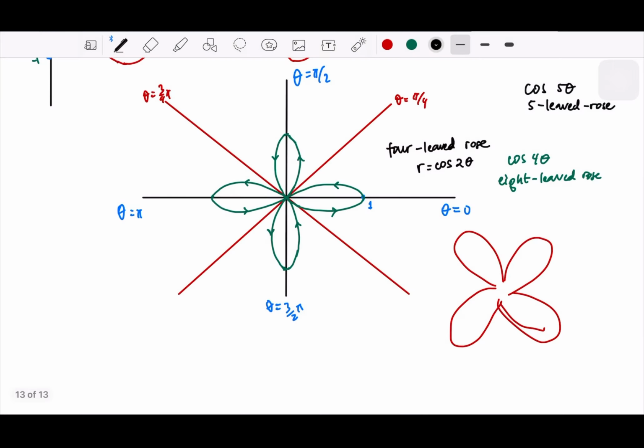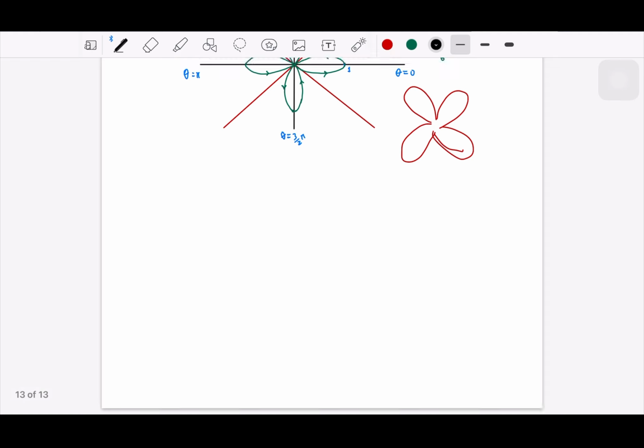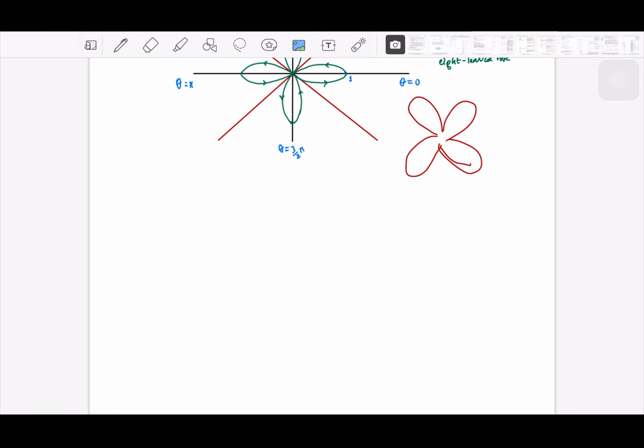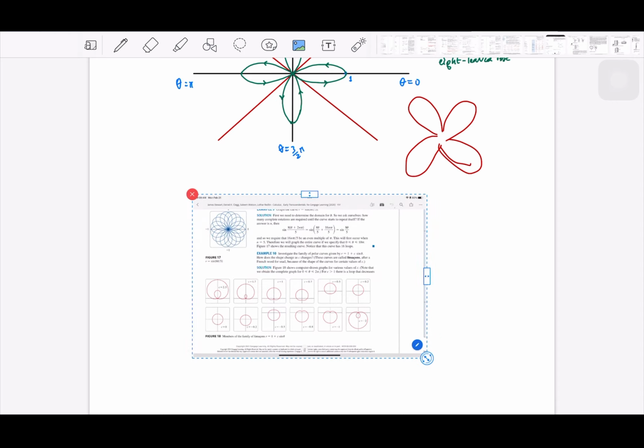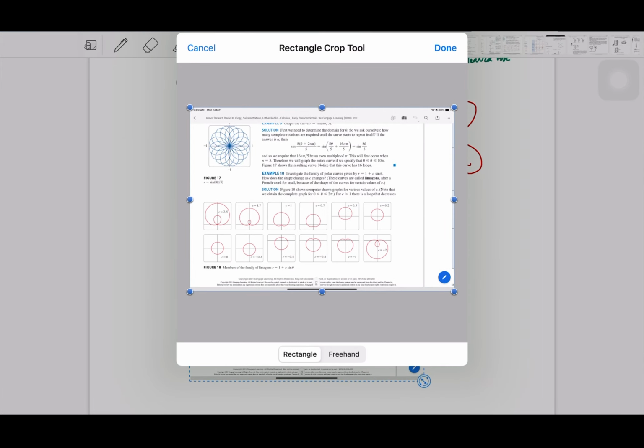Okay, back to our notes. What I would like to summarize is, let me check. Okay, this is the limaçon.